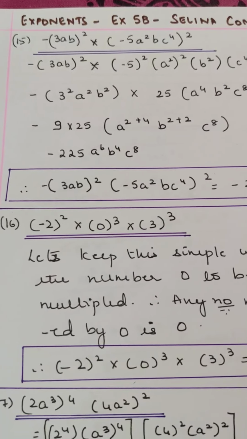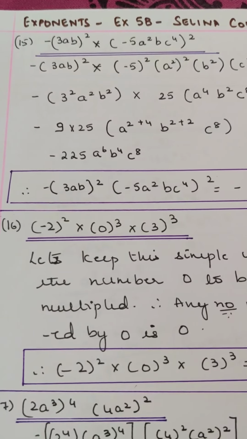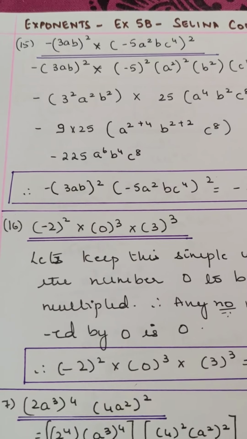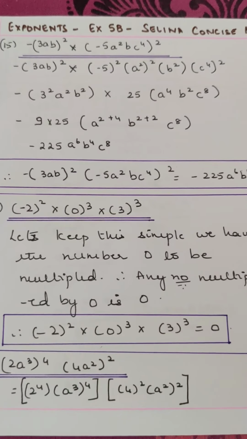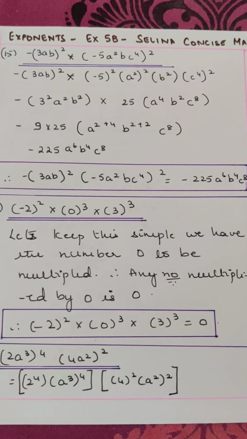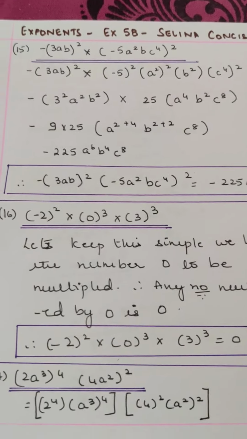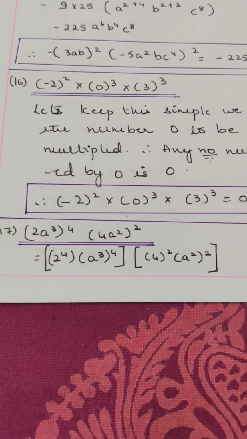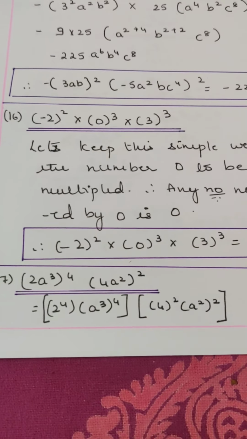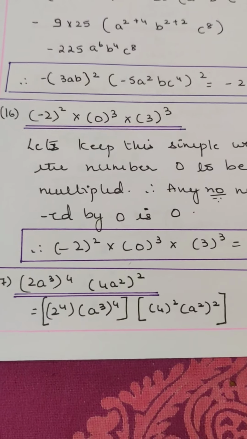Okay, next one, minus 2 the whole square into 0 to the power of 3 into 3 to the power of 3. Let's keep this simple. We have a number 0 to be multiplied. So any number multiplied by 0 is 0. Let's not break our heads on the exponents and the power law. Here, next one looks easy.